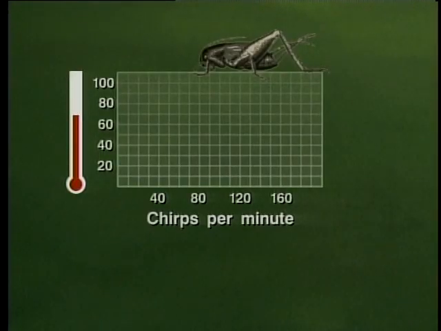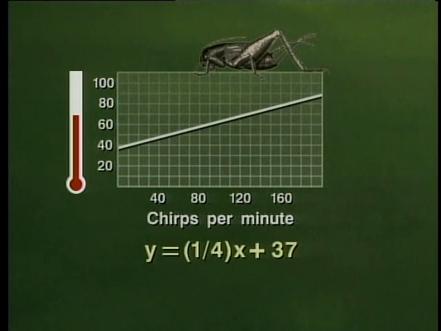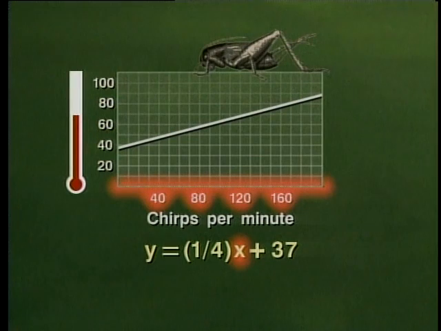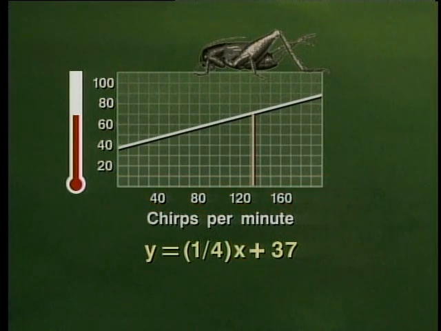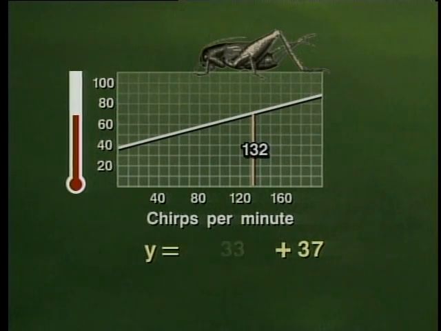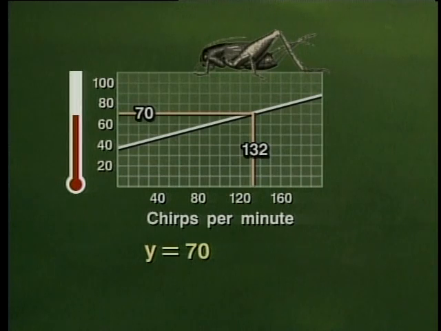Since the relationship is linear, we can summarize it with a line on our graph and an equation. Y equals 1/4 times x plus 37, where y is the temperature in degrees Fahrenheit and x is the number of chirps per minute. Suppose we hear a cricket chirping away 132 times a minute. Using the equation, we can substitute 132 for x and solve for the temperature y. We find that if we hear a cricket chirping 132 times a minute, the temperature, at least in the vicinity of the cricket, is 70 degrees Fahrenheit.